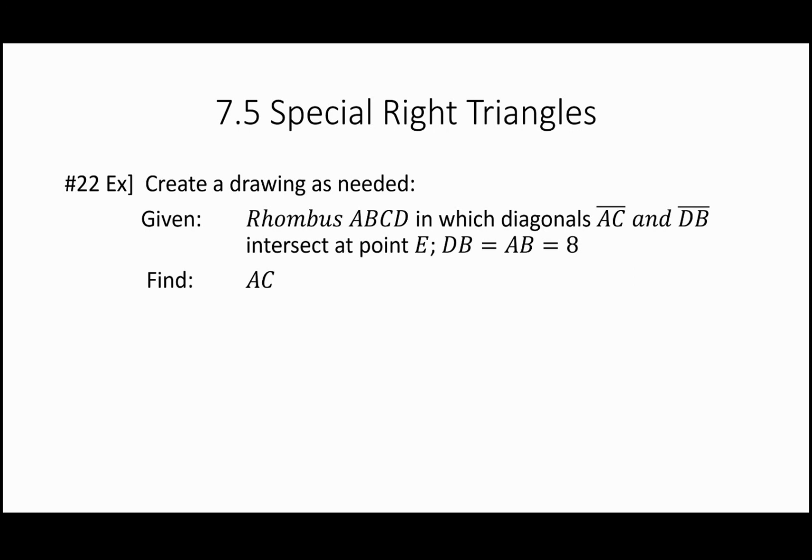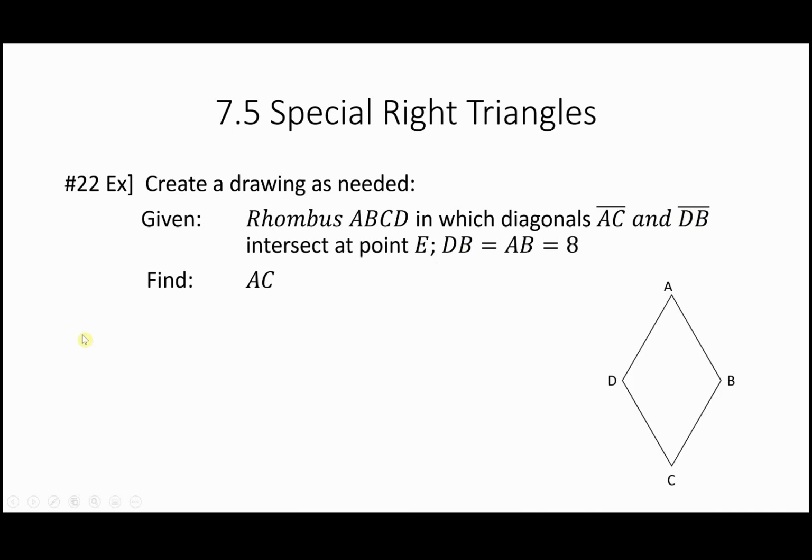Okay, cool. Again, we need to create a drawing as needed for number 22, and this time we're dealing with a rhombus, ABCD, in which diagonals AC and DB intersect at point E, and that DB, AB both equal 8. Whew, a lot of information here. Let's start drawing in order to eventually find the length of AC, which is the length of the other diagonal. We're given the one diagonal length of DB, which is an 8.